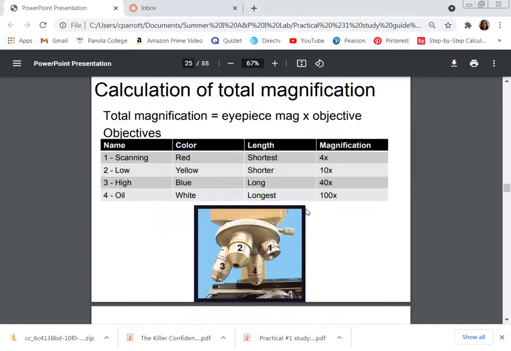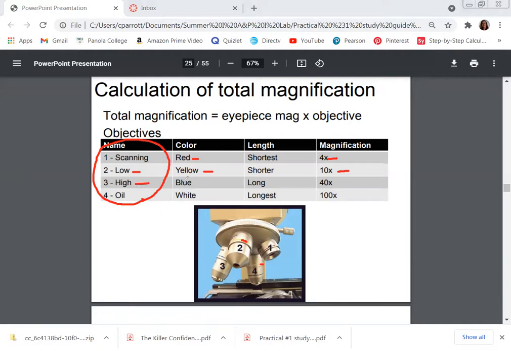You need to be able to calculate the total magnification. Total magnification is the eyepiece magnification times the objective. So here are the objectives. Right here, there's the name of the objective. You have the scanning objective, and it's going to have red printing on it, and it has a magnification of 4 times. Then your low objective has yellow print. Here's yellow, sorry about that. And it's going to have a magnification of 10.